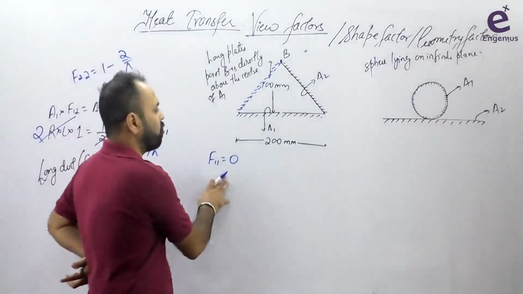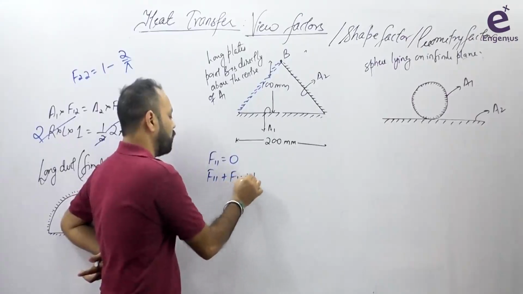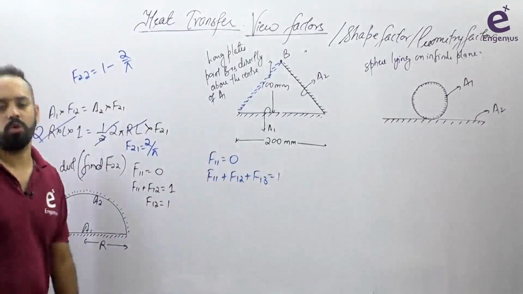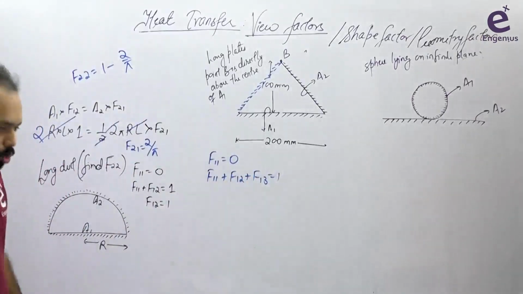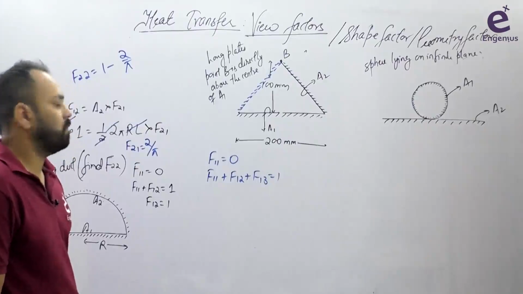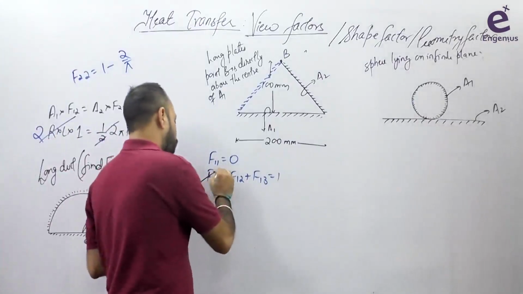So F11 is equal to 0, the self view factor, and thereafter I can write F11 plus F12 plus F13, right, is equal to 1. So enclosure, see, summation rule always applies to an enclosure, and to make this an enclosure, what I did here is that I assumed a third side, right? Definitely it is equal to 0, right?